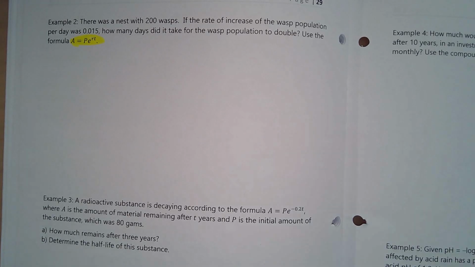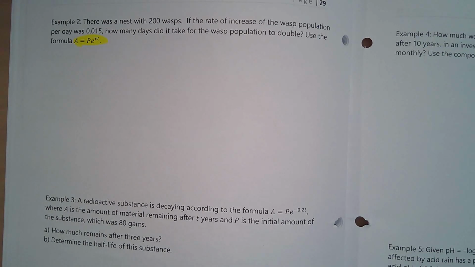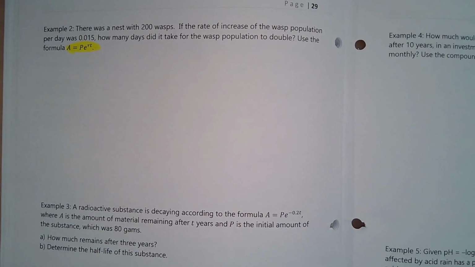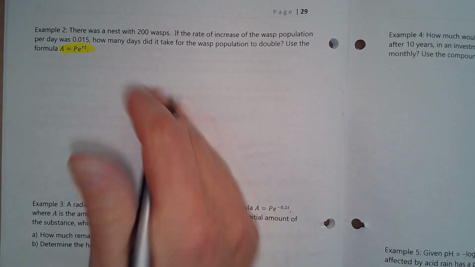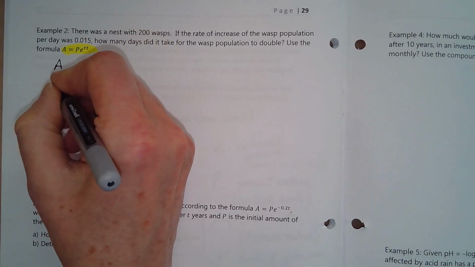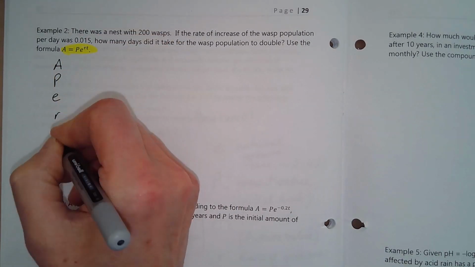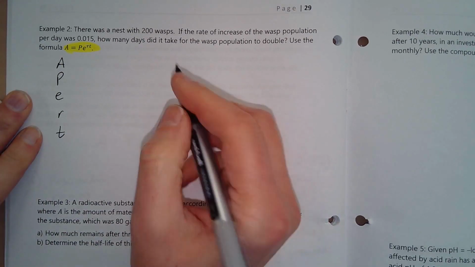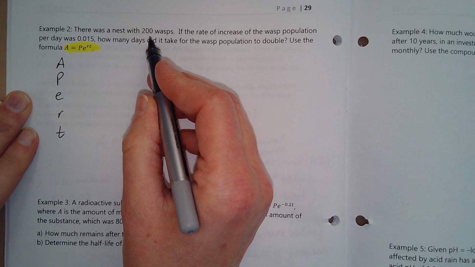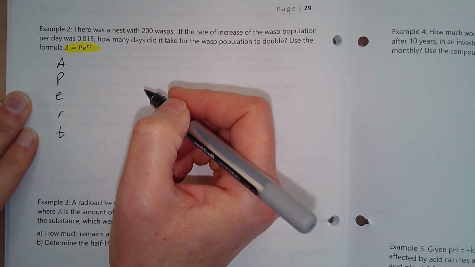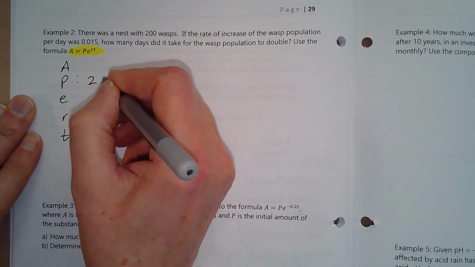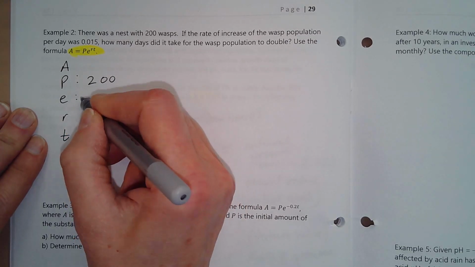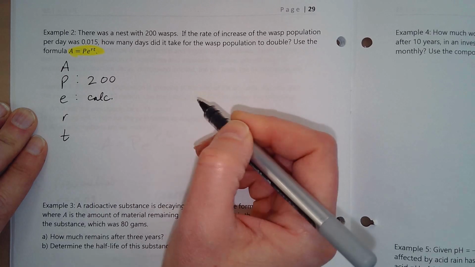Okay, I think everyone's had time to try. So we have, okay, what do I need? I've got A, P, E, R, T. Maybe I'll list them that way. So do I know what the 200 is? There was a nest with 200 wasps. 200 is the P. E is a button in your calculator, right? I'll just put down calculator.